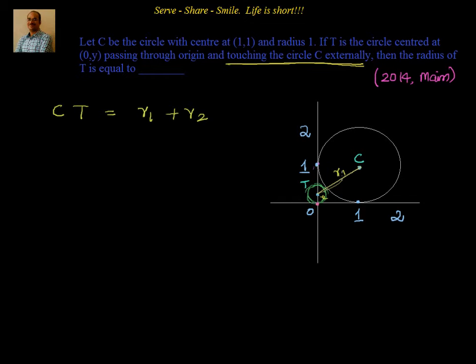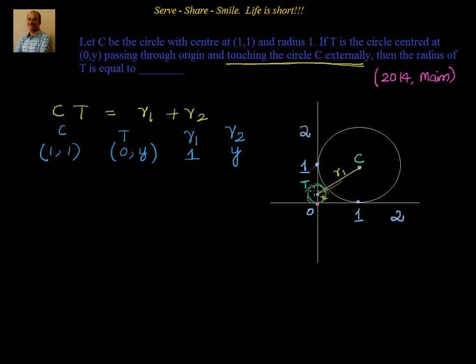Now let us see. What are the C coordinates? We know that C coordinates are nothing but (1, 1). So we have been given that, so we'll write down C equal to (1, 1). What is T? We have been told that T equal to (0, y). Then what is R1? R1 is given, the radius is equal to 1. R2 we don't know, we have to find out. But we know that it is equal to y. How do we know that R2 equal to y?